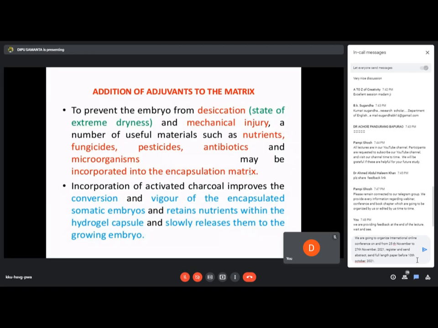to prevent the embryo from desiccation and mechanical injury, a number of useful materials such as nutrients, fungicides, pesticides, antibiotics may be used. Incorporation of activated charcoal is seen to improve the conversion and vigor of the encapsulated somatic embryo, which retains the nutrients within the hydrogel capsule and slowly releases them to the growing embryo. So the use of activated charcoal is very important.